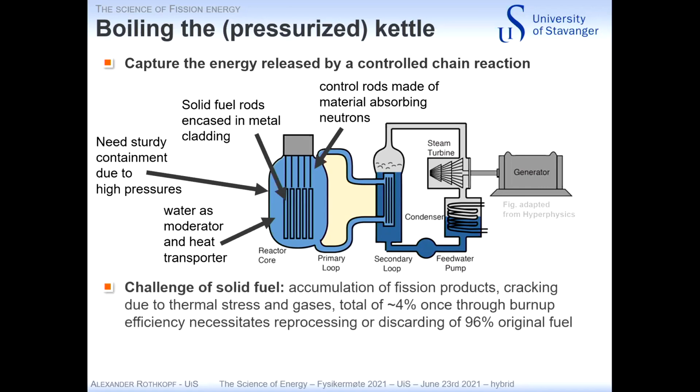Since we are supposed here to look into the future, let me mention some of the challenges that we encounter here. The challenge, for example, of solid fuel. We have an accumulation of the fission products inside the rods that you put inside your reactor. Because I told you about xenon, there's gases that are being produced. These can tend to induce cracks in addition to thermal stresses on these rods. And then you only burn around 4% of the material that you put into your reactor. So you have 96% of the original material still in there. And so you would have to think about either reprocessing it or discarding it in a safe fashion.